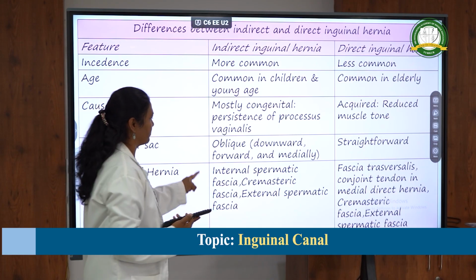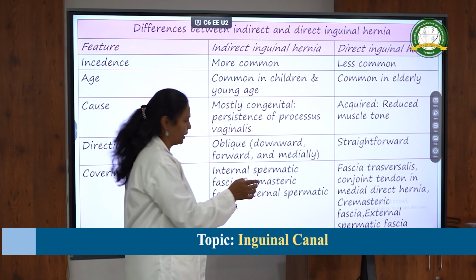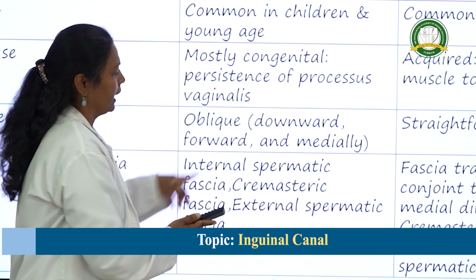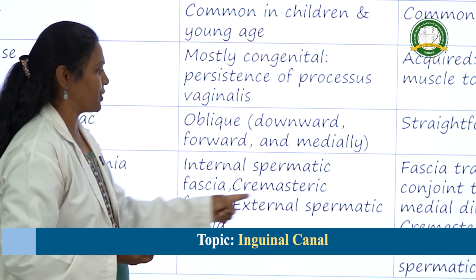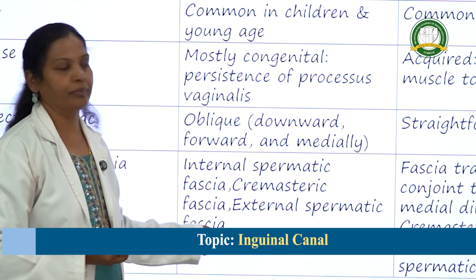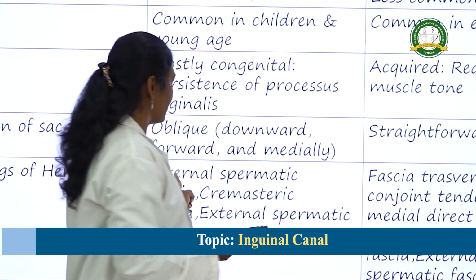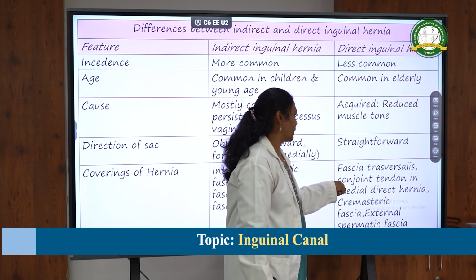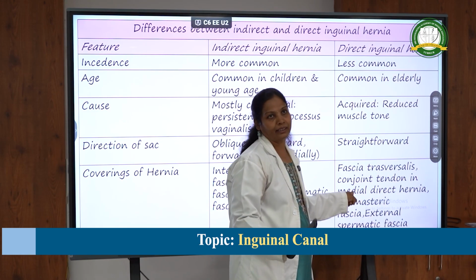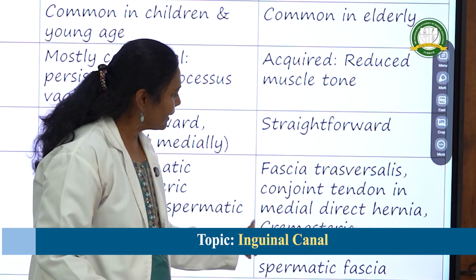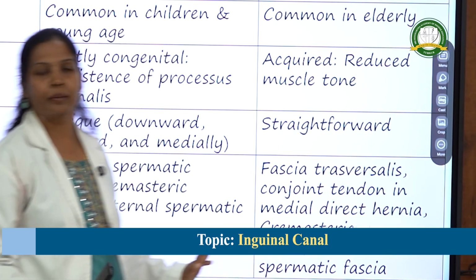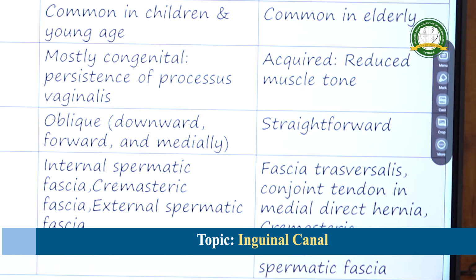Coverings of hernia. This is important. From inner to outer, in case of indirect inguinal hernia, first will be peritoneum, next internal spermatic fascia, cremasteric fascia, external spermatic fascia and then skin. In direct, instead of internal spermatic fascia, it will be the fascia transversalis, and conjoint tendon in the medial direct hernia. In the lateral direct hernia, again it will be cremasteric fascia only. Next, external spermatic fascia and skin. These are the coverings of the hernia in the indirect and direct hernias.